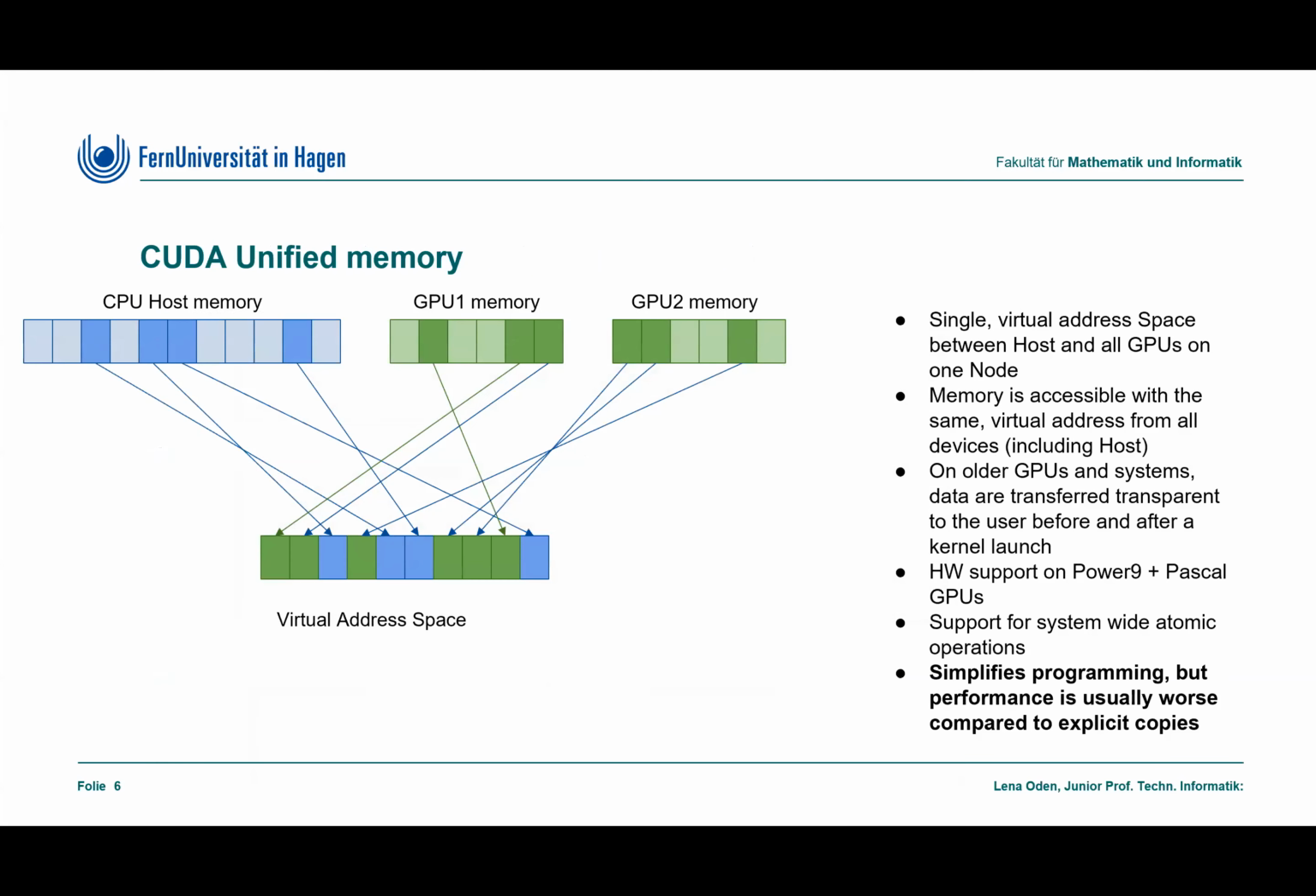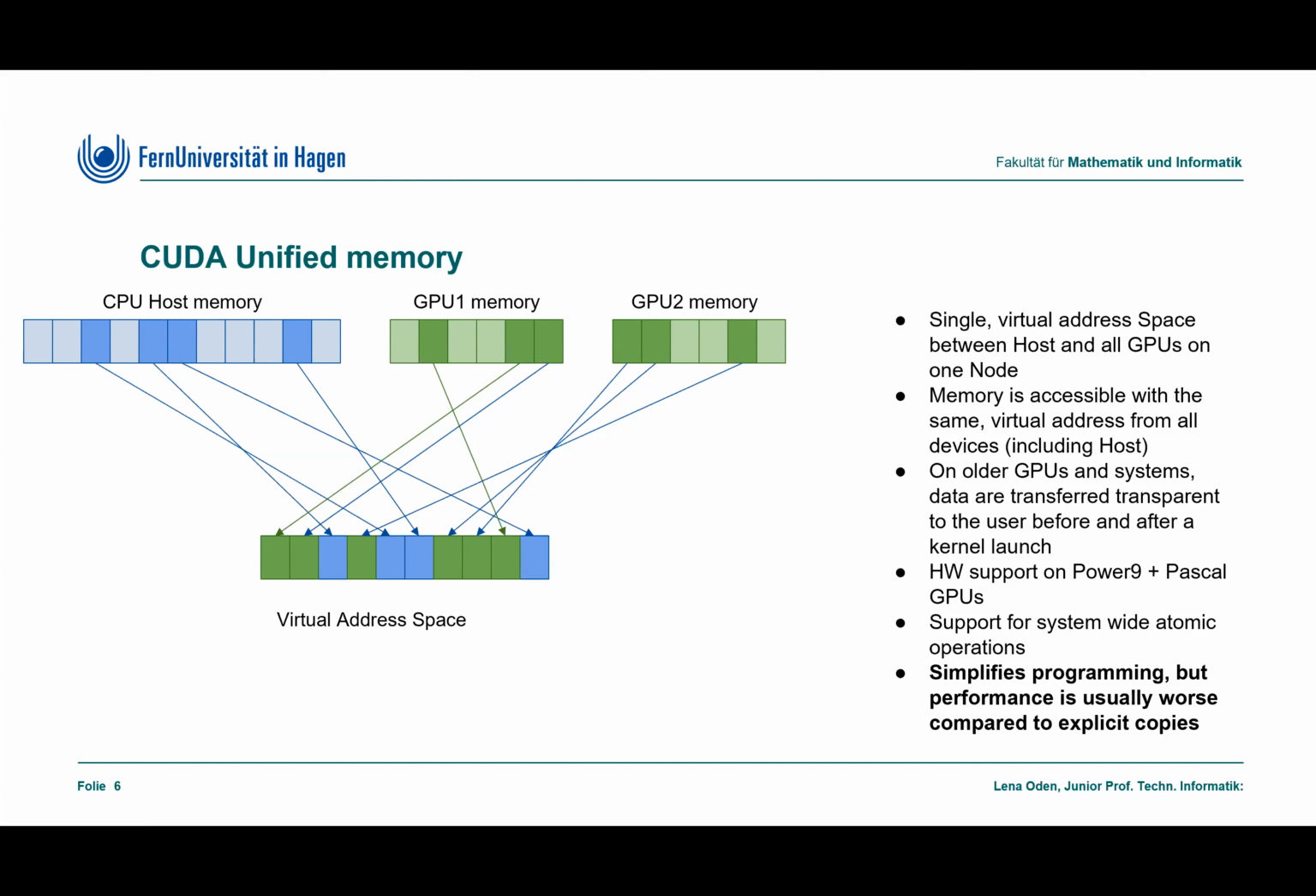Now CUDA in C has this thing which is called unified memory. If you use virtual memory, you don't have to care about all this data transfer. You have one single virtual address space, which is shared between the CPU and all GPUs on one host. In newer versions, basically the memory is accessible with the same virtual address from all devices. On older GPU systems, this is basically done by copying data back and forth in a smarter way.